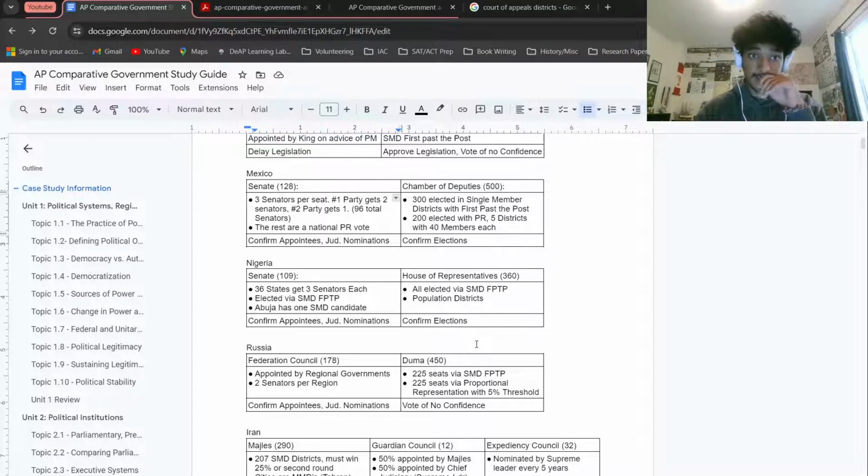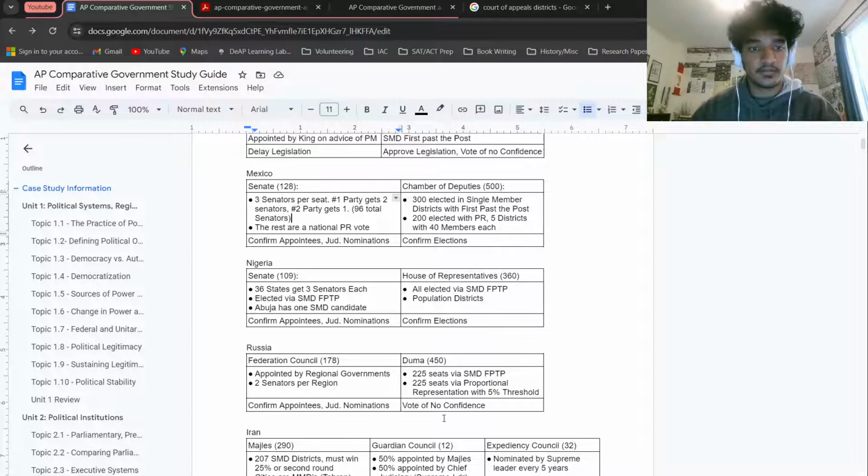Okay, and that's 96 total senators. The rest is a PR vote. So the entire country of Mexico, there's no electoral districts. The entire country votes for their senators, and that's proportioned. And 96 minus 128 is, let's see, off the top of my head, 32 that are done by PR.